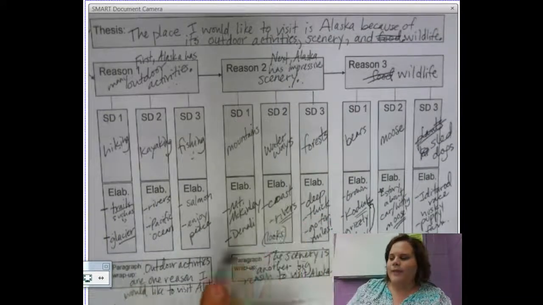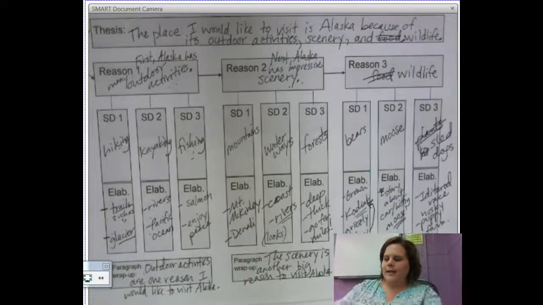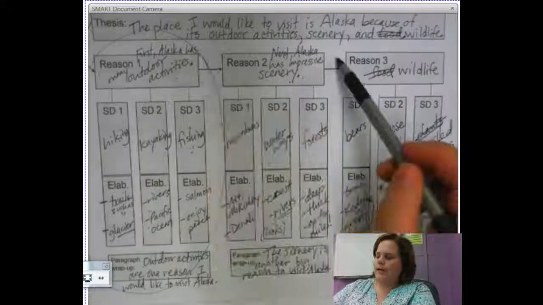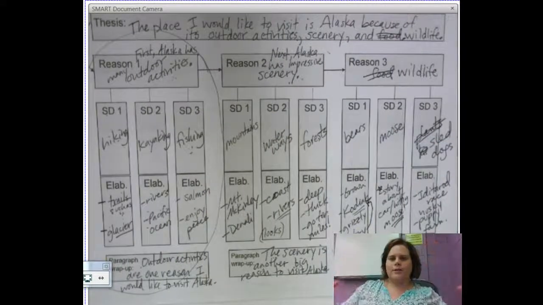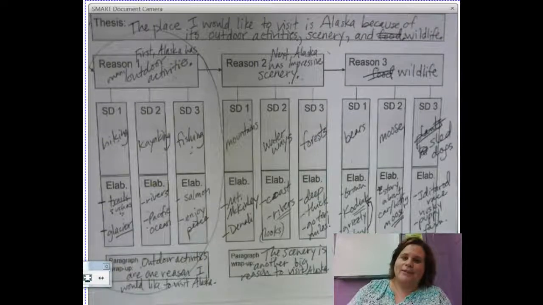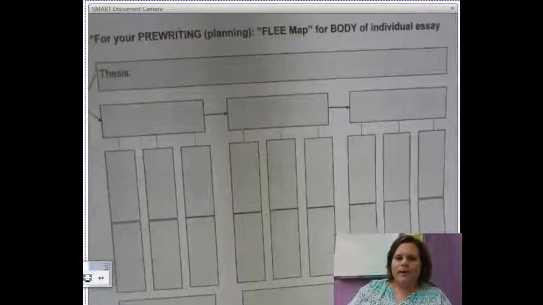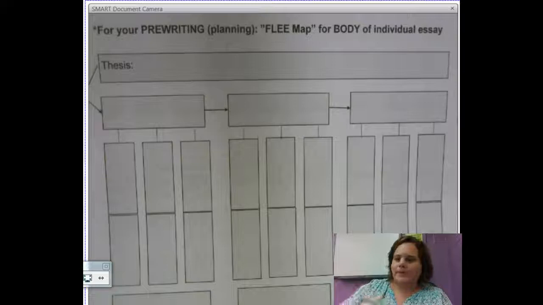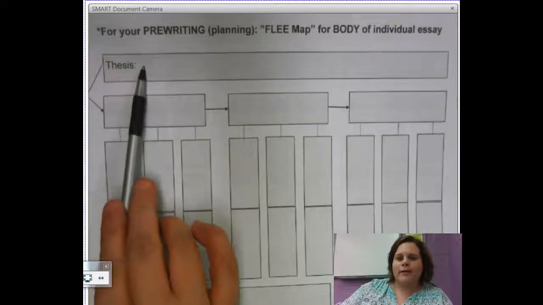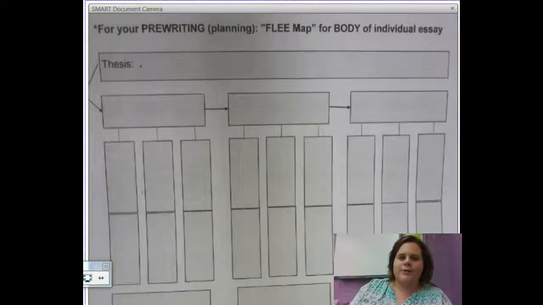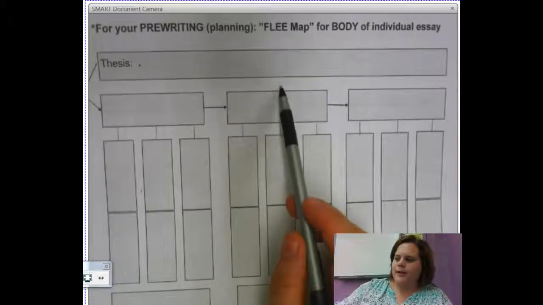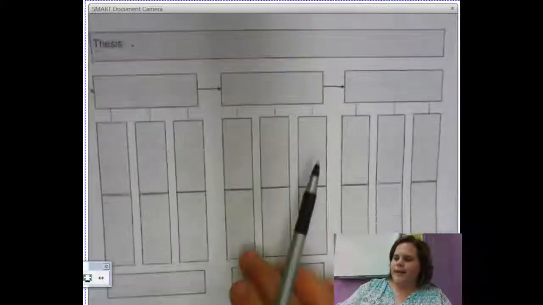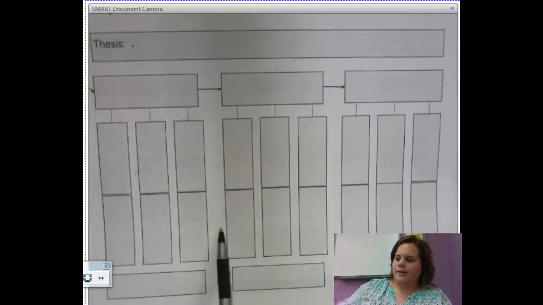This is the plan. And if you had your introduction and then all of this right here, paragraph 2, and then paragraph 3, and then paragraph 4, and then your conclusion where you make a point, that would be a pretty daggone good essay. So what you're going to do now is pick up the paper that looks like this. It says Flea Map for Body of Individual Essay. And this is the one where you're going to actually do yours. You're going to put your thesis statement from your prompt that you have for this week. You're going to split it up. If you only have 2 reasons, hear me say this, if you only have 2, then you need to just literally split this and have way more elaboration on each one.